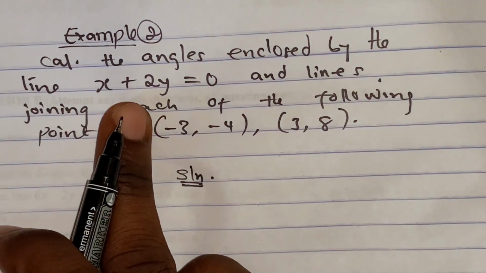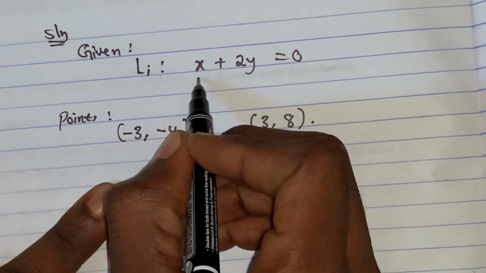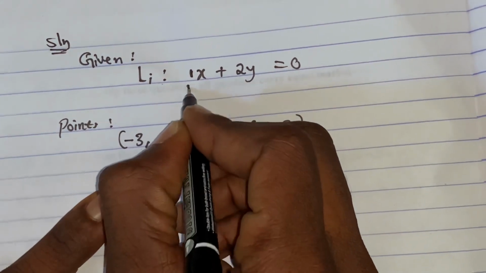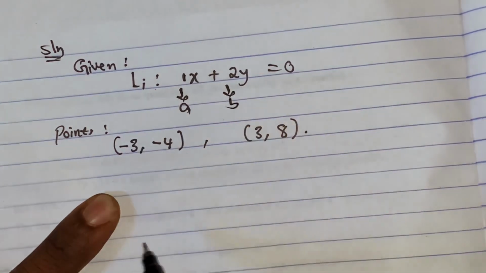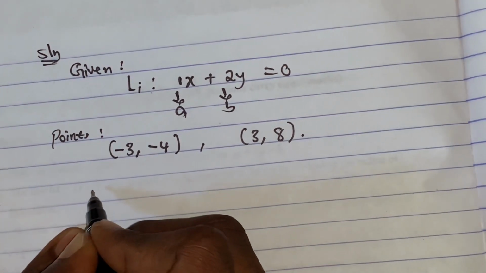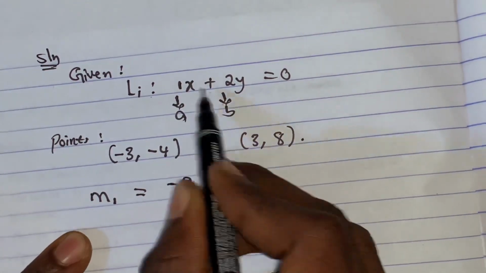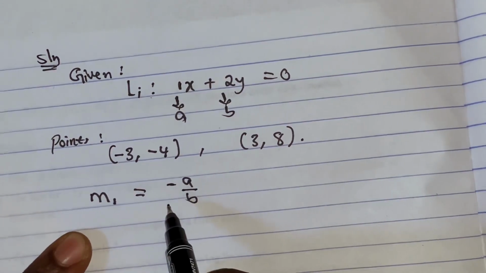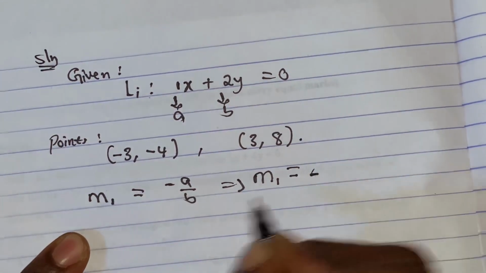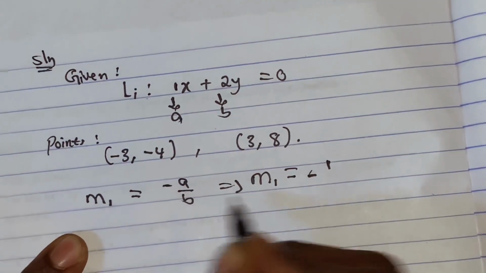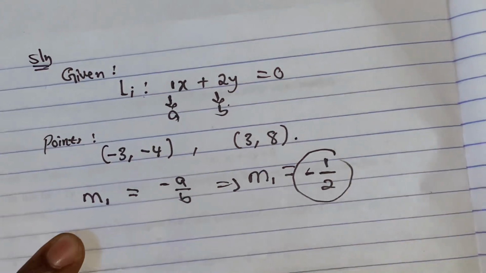First, let's bring out the line given, L1, as x plus 2y equals 0. Now the coefficient of x is 1, which is a, and the coefficient of y is 2, which is b. And we know that the formula is m1 equals -a divided by b. So we substitute these values in the formula of the gradient of this line. This implies that m1 equals -a, which is 1, over b, which is 2. So now this is our m1.